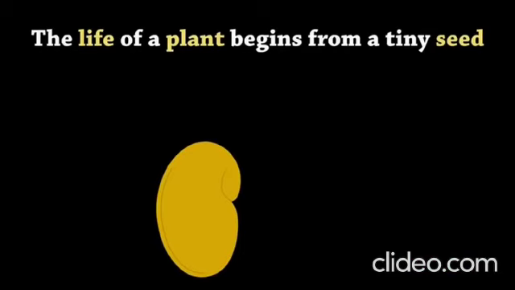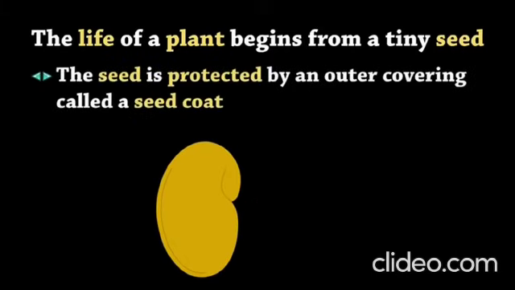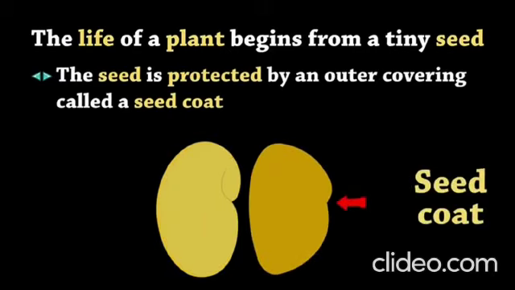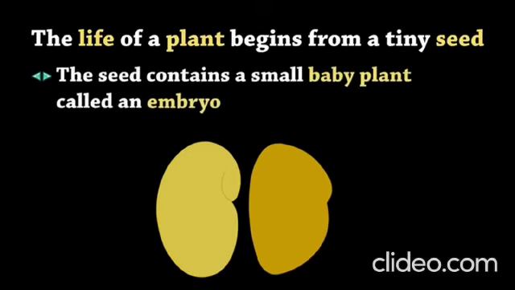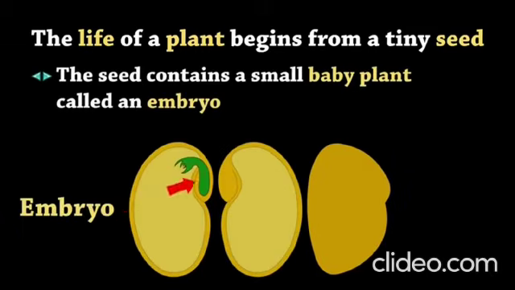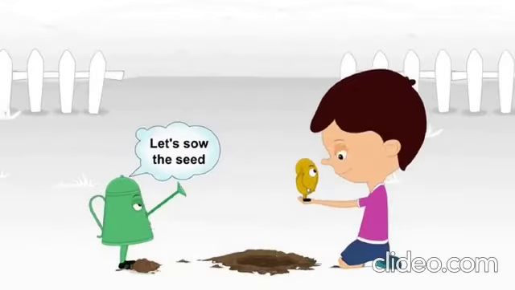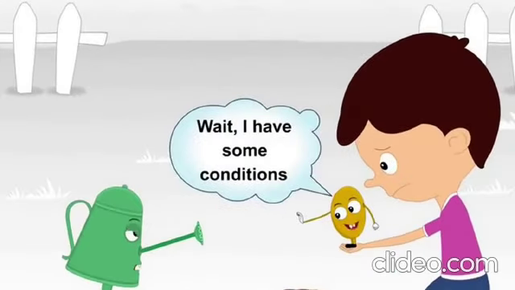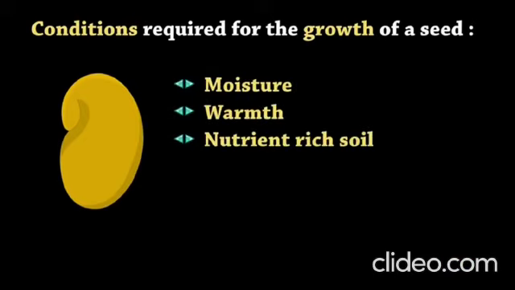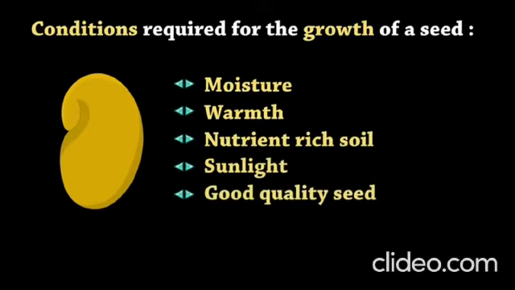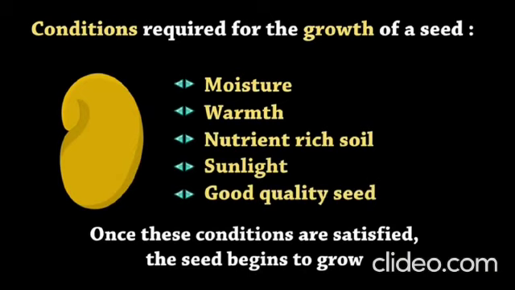The life of a plant begins from a tiny seed. The seed is protected by an outer covering called a seed coat. The seed contains a small baby plant called an embryo. Let's sow the seed. Wait, I have some conditions. Conditions required for the growth of a seed are moisture, warmth, nutrient-rich soil, sunlight, good quality seed. Once these conditions are satisfied, the seed begins to grow.